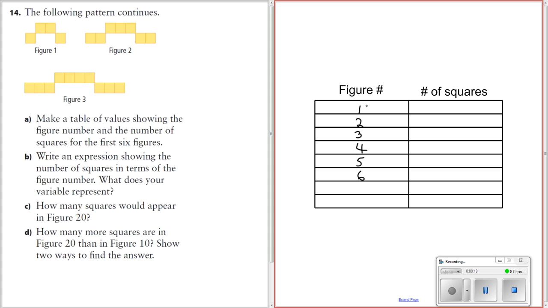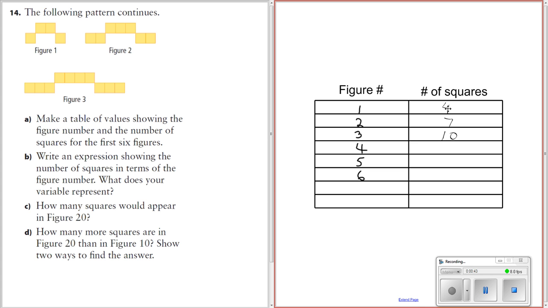Well, we have the first 3 figures here, and I've actually taken the liberty of drawing a table of values here with the first 6 numbers for figure number. We could probably count the squares in figure 1 and see that there are 4 of them. I'll just take my pen and draw 4 for the number of squares. In figure 2, we have 3, 4, 5, 6, 7. Then we have 10 in figure 3.